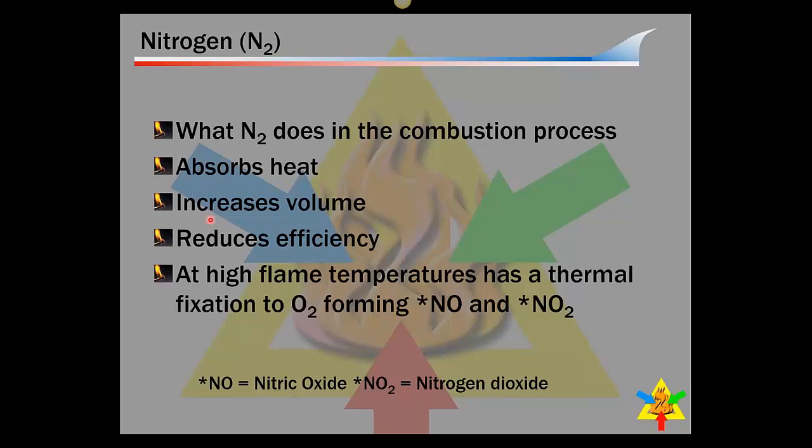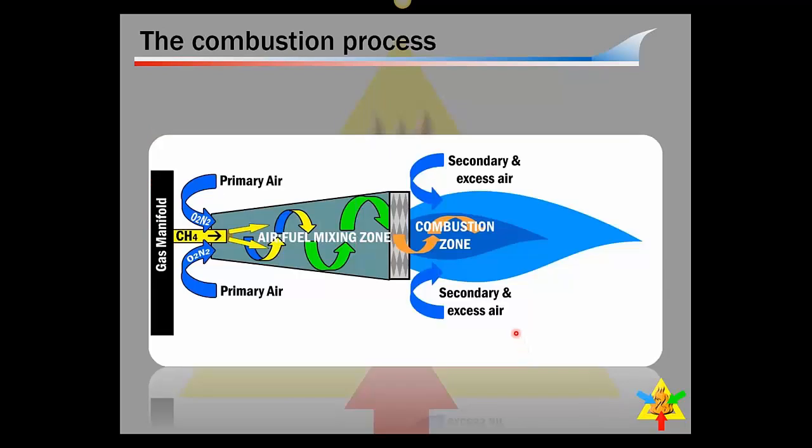Nitrogen increases the volume of the flue gases. It reduces the efficiency of the combustion process. And at high flame temperatures, you'll start to form these things called nitric oxides and nitrogen dioxides, which are poisonous greenhouse gases, basically. So that's why I brought this up. We've got to be aware of what's going into the combustion process in order to understand what comes out of the other end. And of course, we've got to understand how the combustion process works.